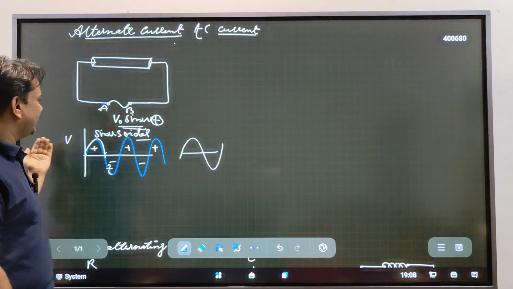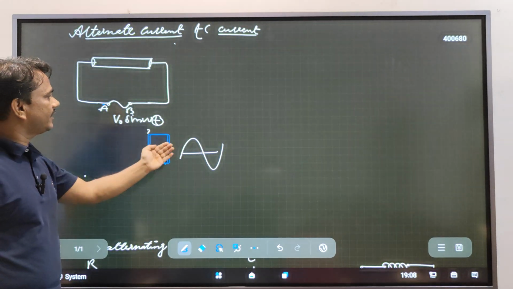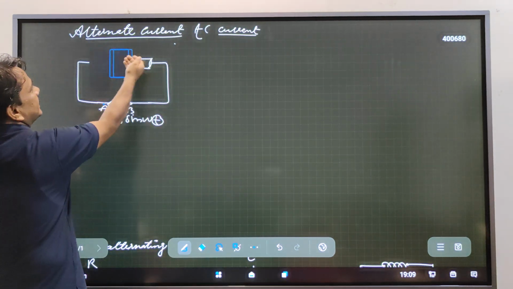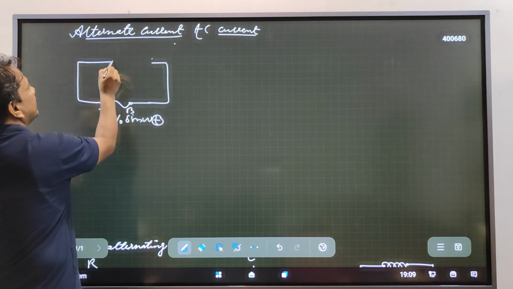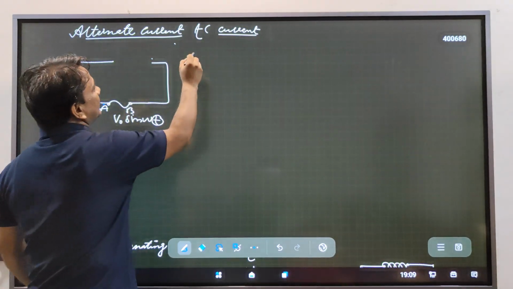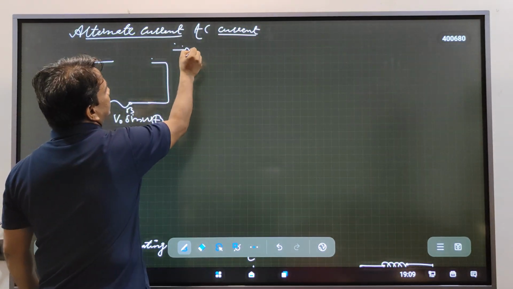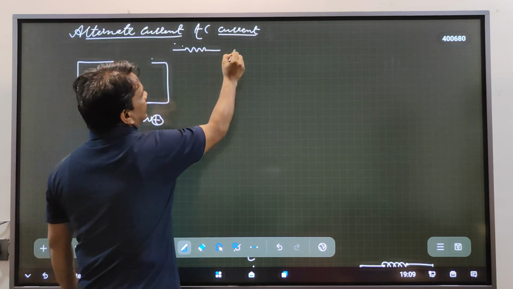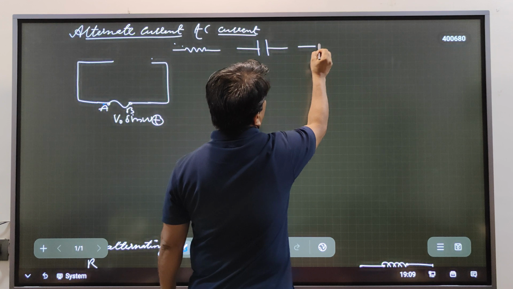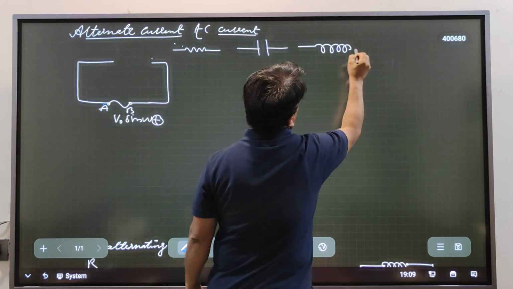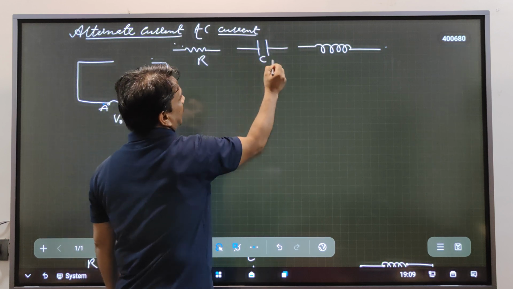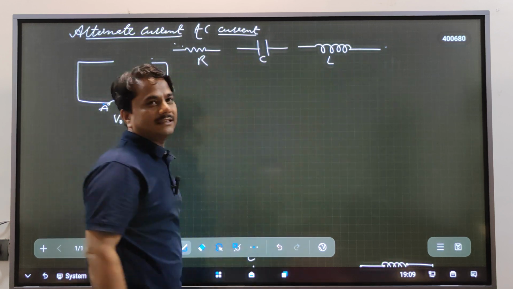So we are starting the alternating voltage. There are three fundamental passive devices that we will discuss in the chapter. First we will discuss the resistor, second the capacitor, and third the inductor.